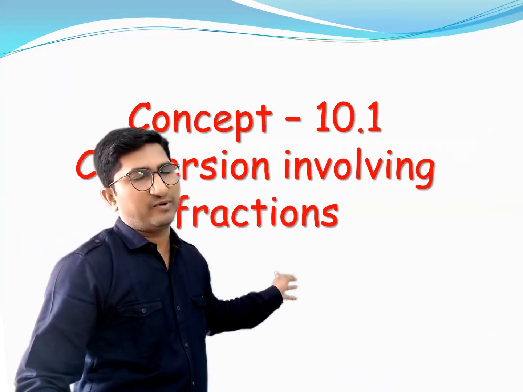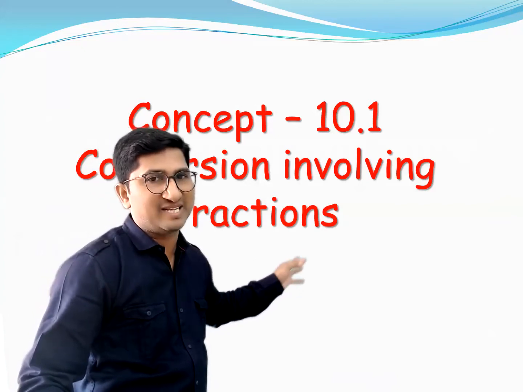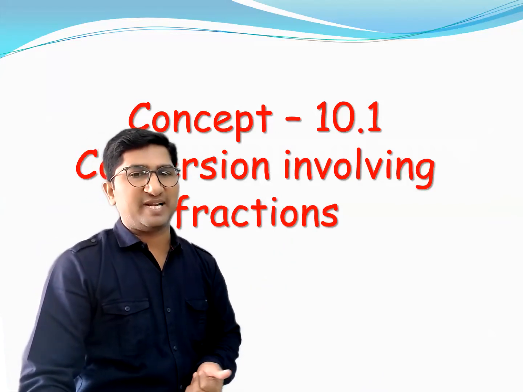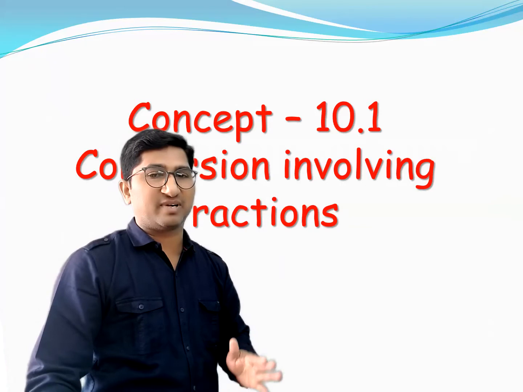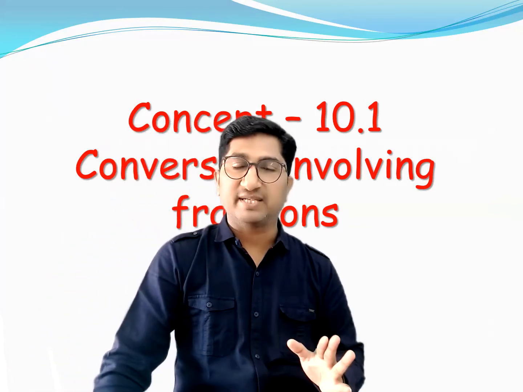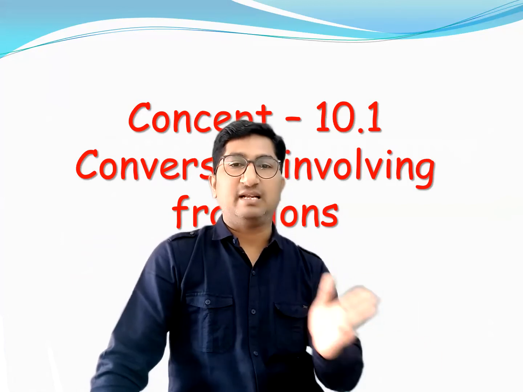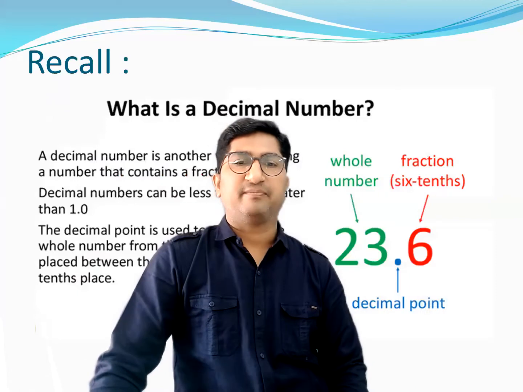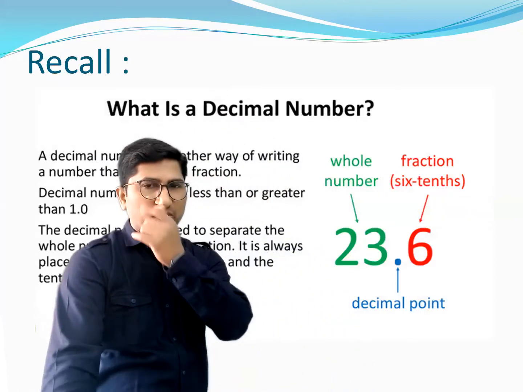You may be confused that the chapter name is decimals and here it says fractions. Don't be confused. A decimal is nothing but a fraction with denominator 10, 100, 1000. Not the multiples of 10 but the powers of 10: 10, 100, 1000, 10,000 and so on. Let's summarize what we have learned.